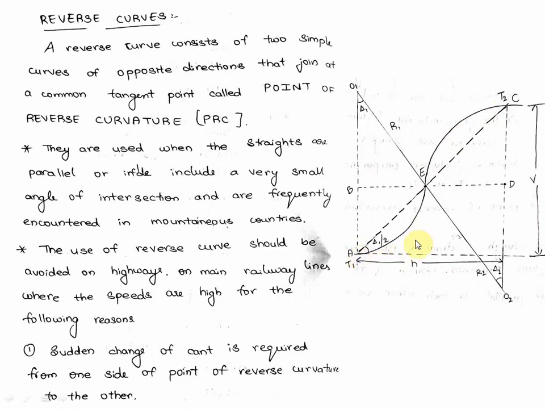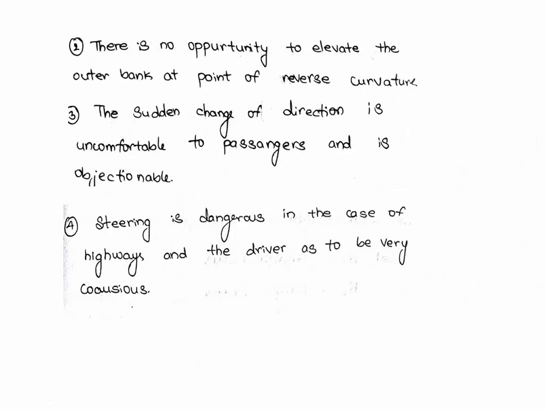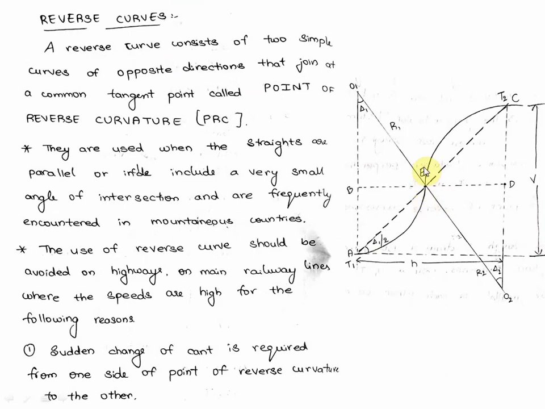Here you can see the direction has to change from this to this. So a sudden change is required. That's why, if you provide this on speedy railway lines or highways, it will be uncomfortable for passengers as well as for the drivers. And there is no opportunity to elevate the outer bank at the point of reverse curvature. You can't provide the super elevation here.